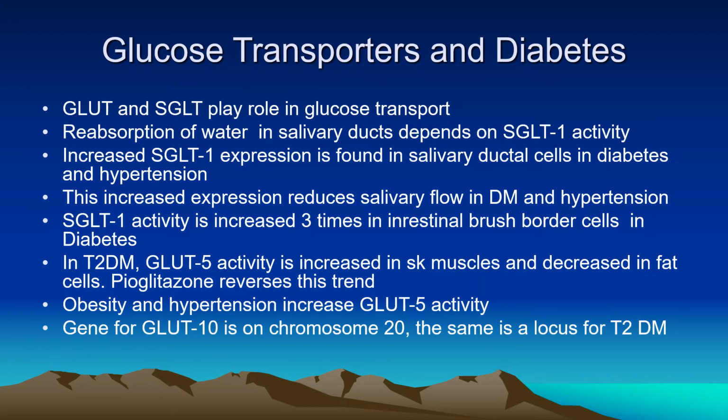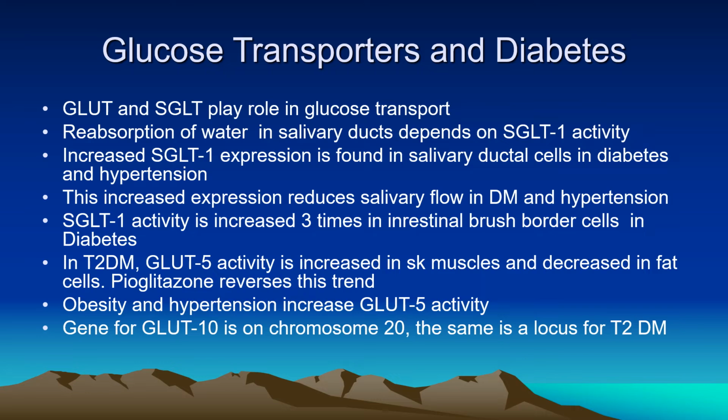Now we can understand that glucose transporters, glucose homeostasis and diabetes are interrelated things. GLUT and SGLT play a role in glucose transport. Reabsorption of water in salivary ducts depends on SGLT1 activity. An increased SGLT1 expression is found in the salivary ductal cells in diabetes and hypertension. This increased expression reduces salivary flow in diabetes mellitus and also in hypertension.